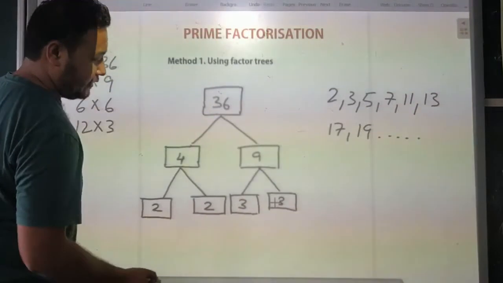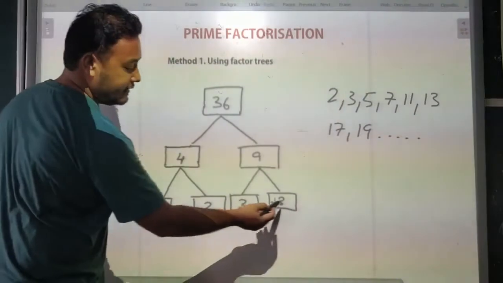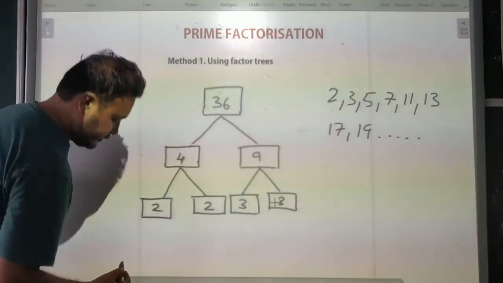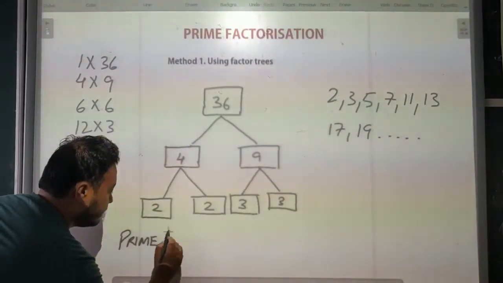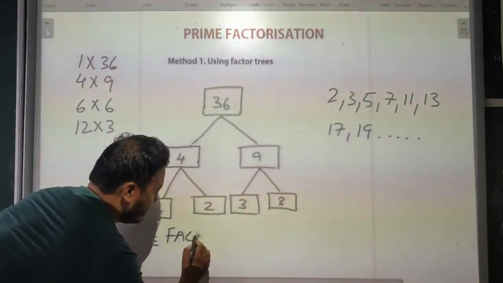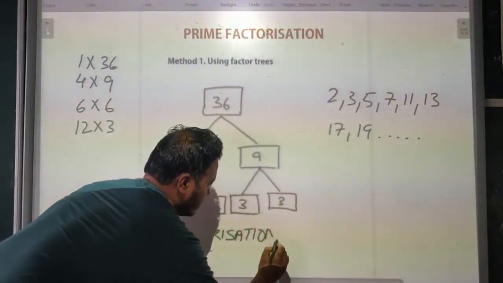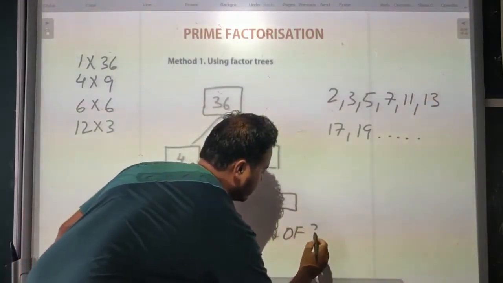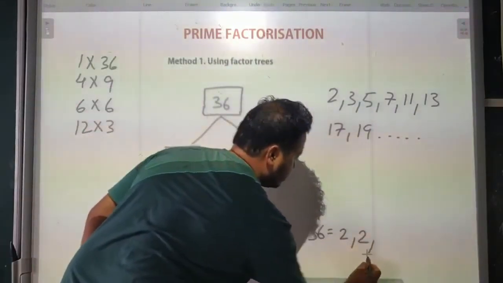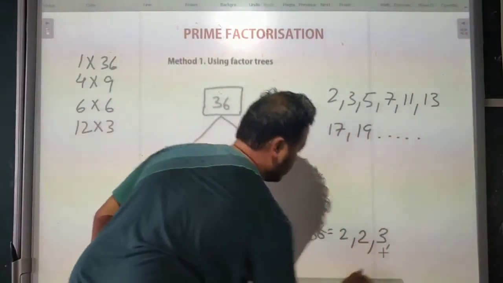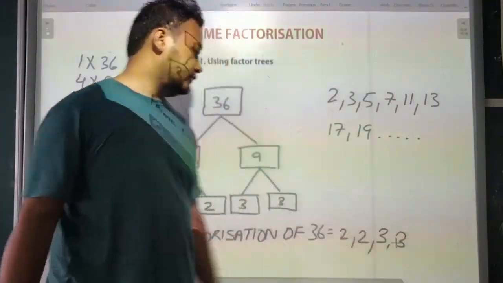So this is known as prime factorization, and you're going to write it in this way. You're going to write what is at the end of the branches. So you can write prime factorization of 36 is equal to 2, 2, 3, 3. As a rule, you will write them in ascending order. Alright.